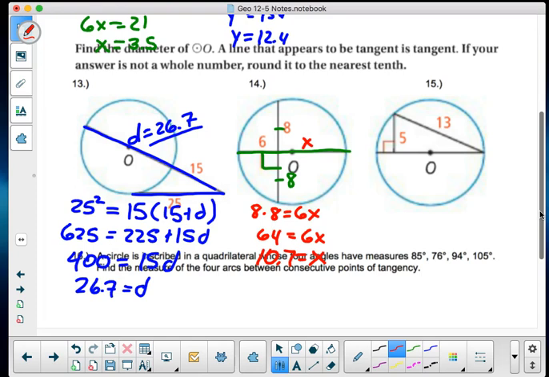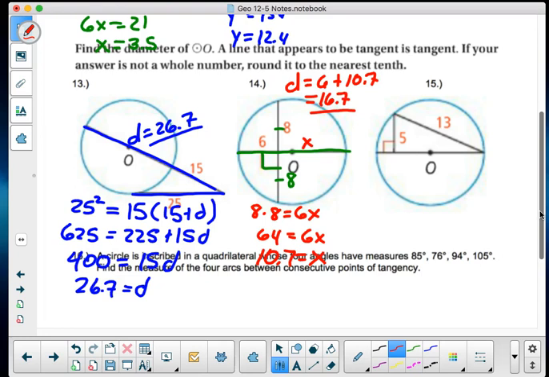So that is not my final answer, though. They asked to find my diameter. So my diameter is actually 6 plus 10.7, which is 16.7.